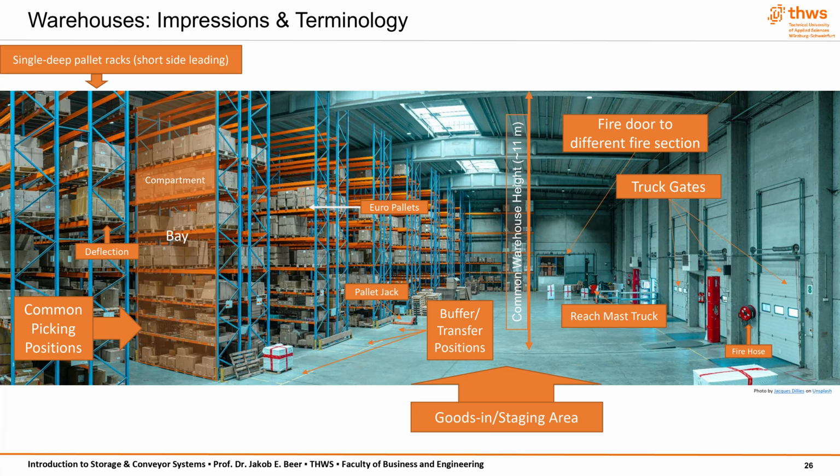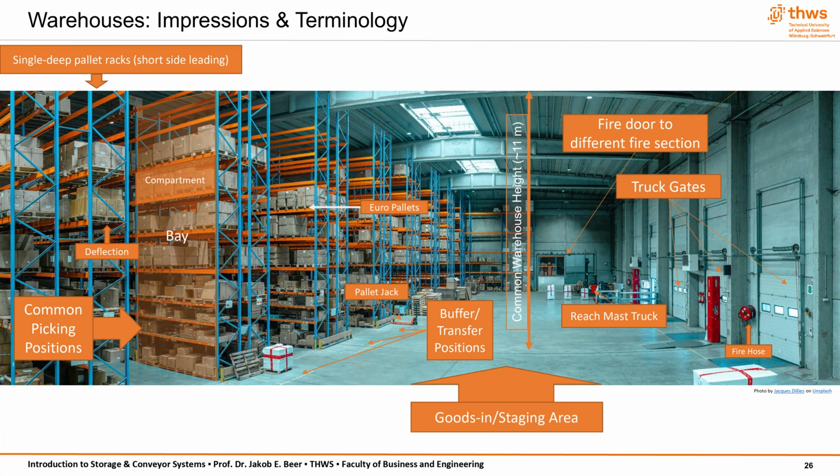Let's move on to the next element on this slide. The pallet racks on the left. Single deep pallet racks are one of the most commonly used storage systems in warehouses. These racks are designed to store pallets in a single row, allowing for easy access and retrieval. This design is particularly efficient for fast-moving items or products that require frequent handling, the reason being that you can access any pallet at any time.